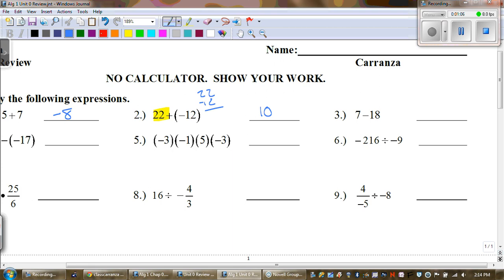All right, number 3. Now we're subtracting. When we are subtracting, we can do the click, so we got to add the opposite. And now, do we have more positives or negatives? We have more negatives. Subtract those two numbers, and we get a final answer of negative 11.